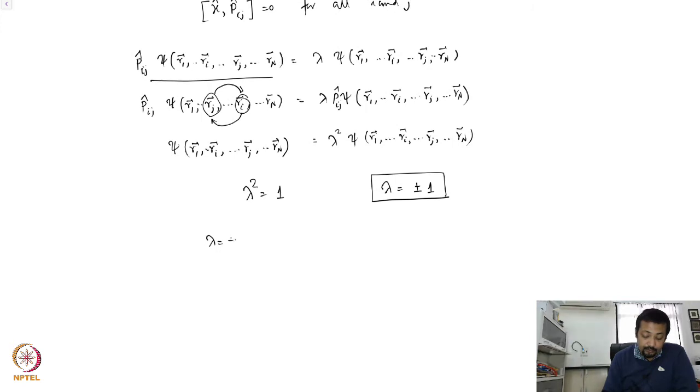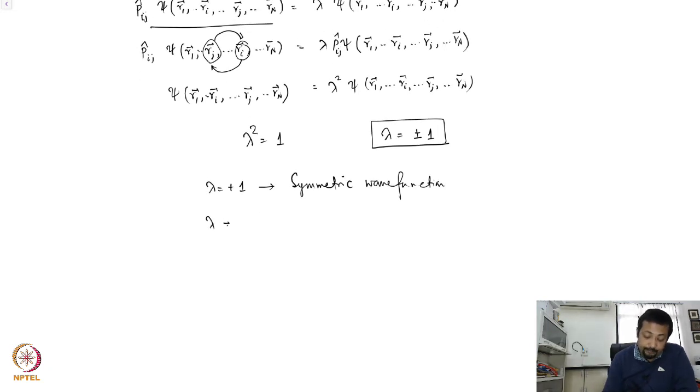Lambda equal to plus 1 corresponds to a symmetric wave function, and lambda equal to minus 1 corresponds to an anti-symmetric wave function.